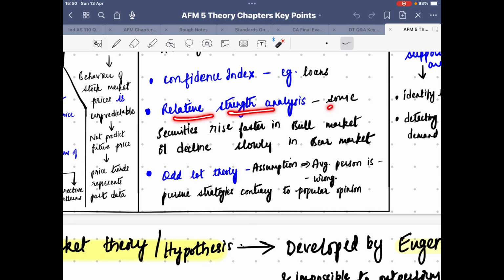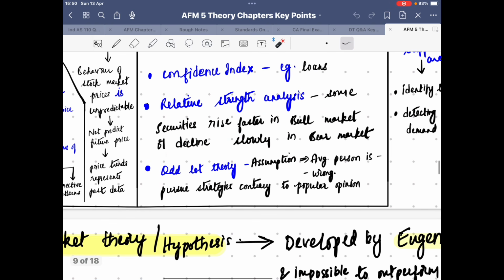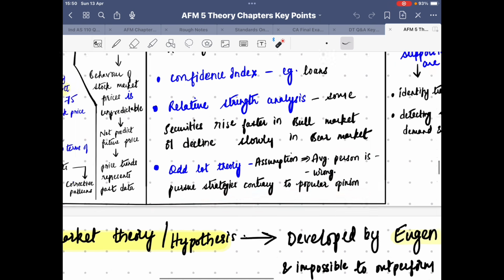Relative strength analysis: some securities rise faster in bull market or decline slowly in bear market. Odd lot theory: assumption that the average person is wrong, so pursue strategies contrary to popular opinion.